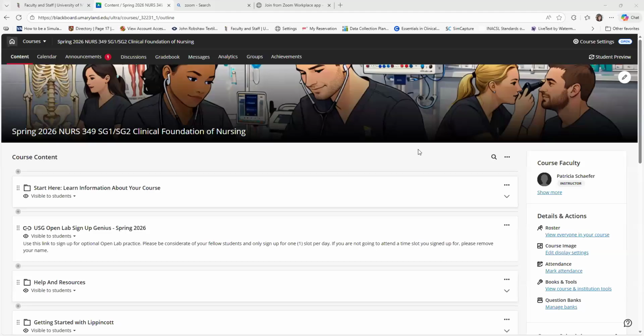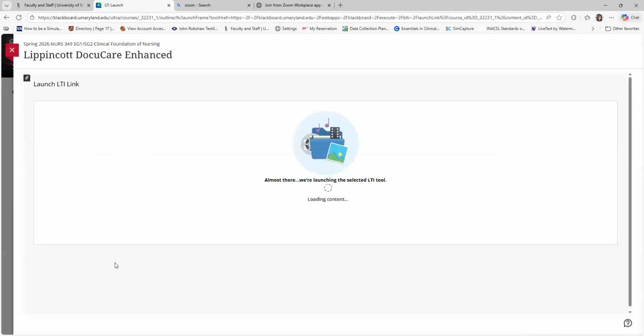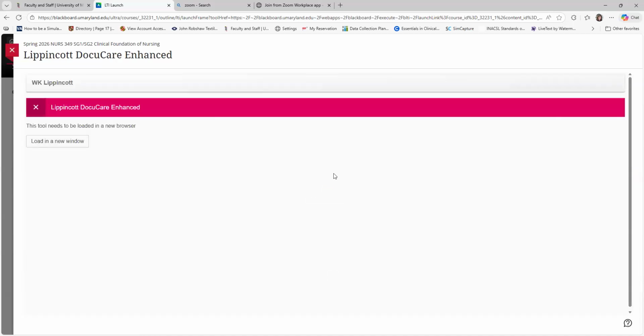All right. Can everyone see my Blackboard? Yes, excellent. Let's move down here. It says Getting Started with Lippincott. We're going to open that up. It's this first block. Because of the way it shares on Zoom, can you see that it says Lippincott DocuCare Enhanced? Excellent. Lippincott launches in a new window. If you are having any trouble launching this, it's usually because you're not on Google Chrome, or you have too many things open in your browser, or you need to clear your history. First and foremost, we're going to make sure everybody's successful getting into DocuCare.